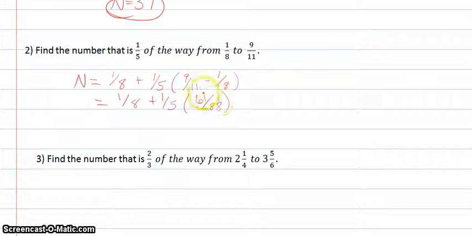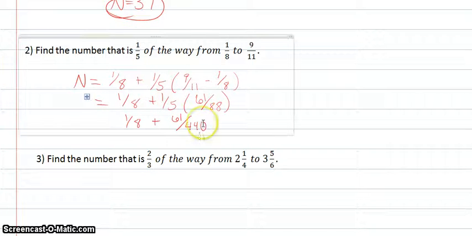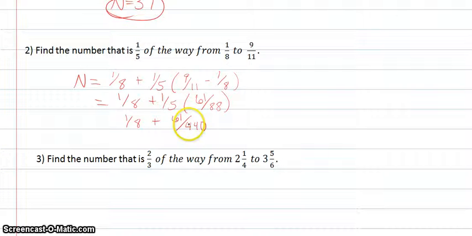Okay, and then I have to multiply 61 over 88 times 1/5. So I've still got this 1/8 plus 61 over 440. And then I add those two together, and I'll get 29 over 110 is my number.